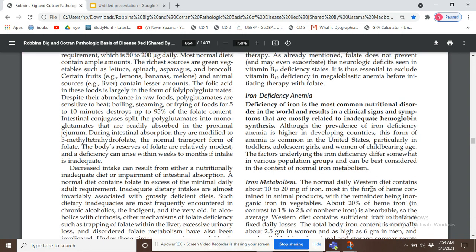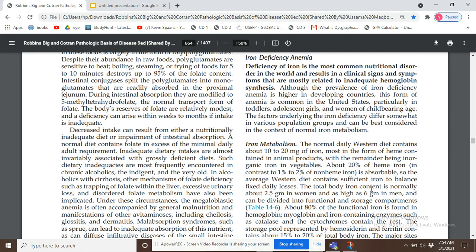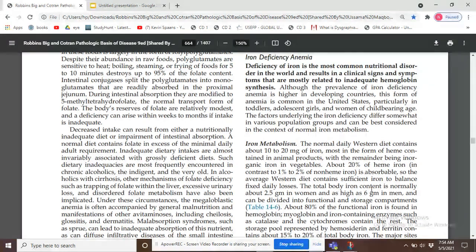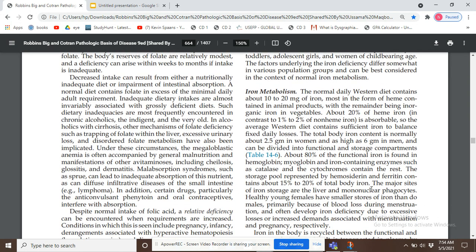Now let's talk about how iron enters our body, how it is metabolized, where it is stored. Okay, iron metabolism. The normal daily Western diet contains about 10 to 20 milligram of iron, most in the form of heme contained in animal products, with the remainder being inorganic iron in vegetables. So, in our diet, we take iron in two forms. First is the heme iron, and second is the non-heme iron. Heme iron is the organic iron, and non-heme iron is the inorganic iron.